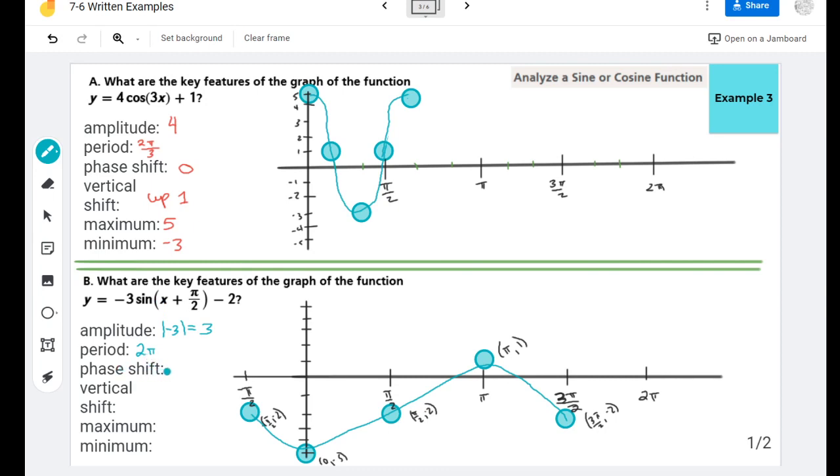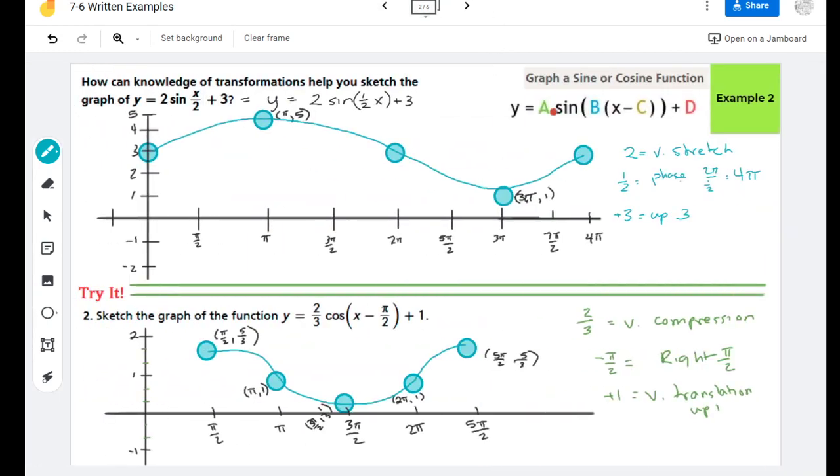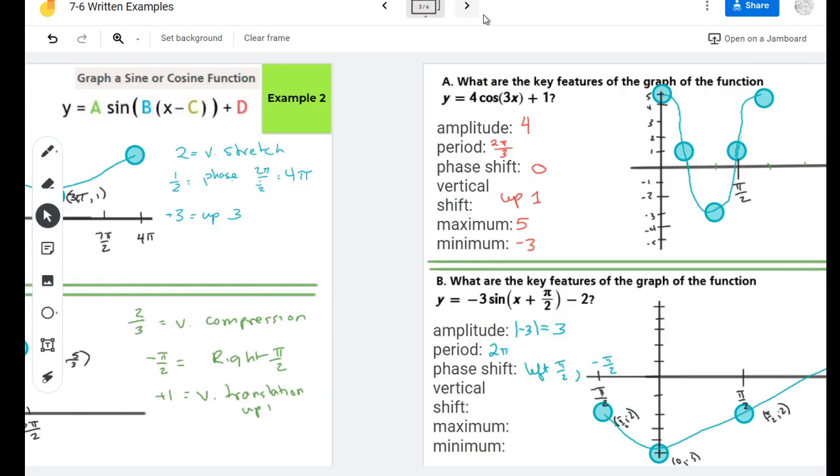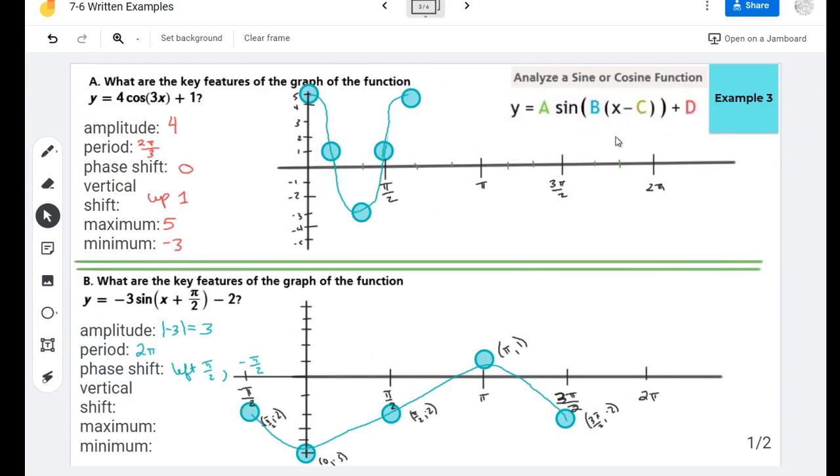Our phase shift is describing our left and right translations. So we went to the left by pi over 2. Now, if they're asking for just a single number on there, call it negative pi over 2 for your phase shift, because of our handy dandy formula, which I should cut and paste and put on this slide. Do you see how that formula has a minus in front of that c? That's why it would be a minus pi over 2. Our vertical shift, which way did we go? We went down 2.